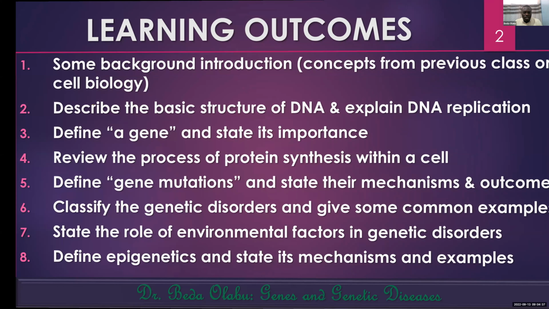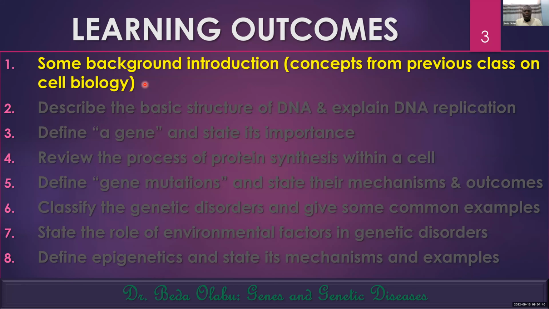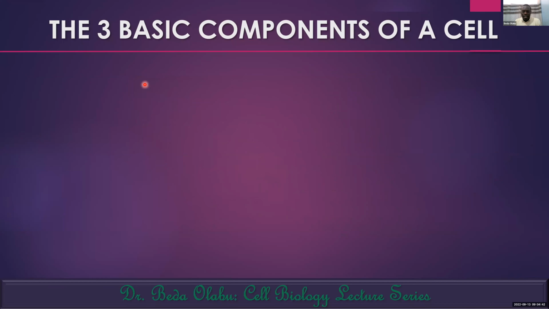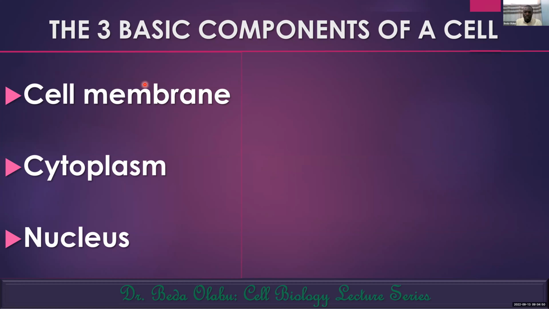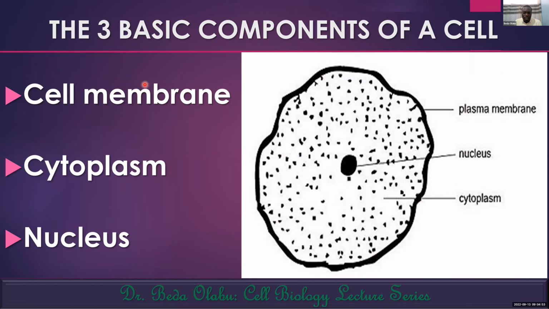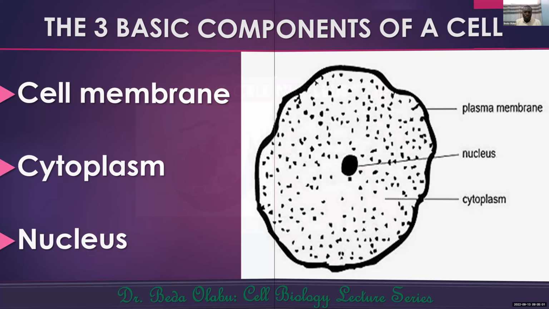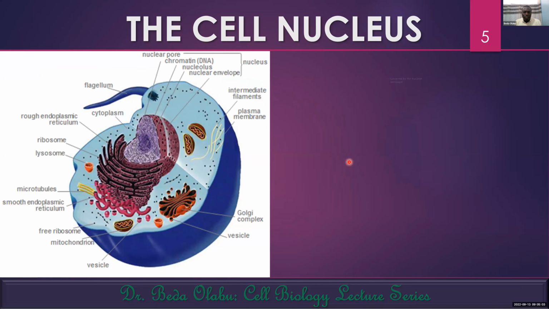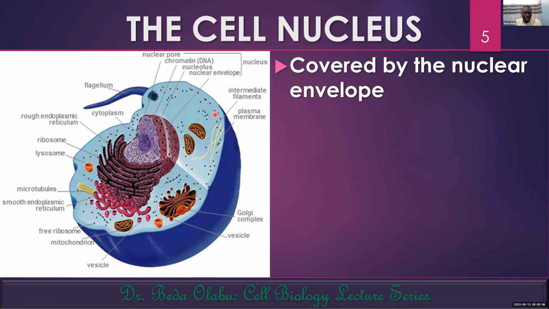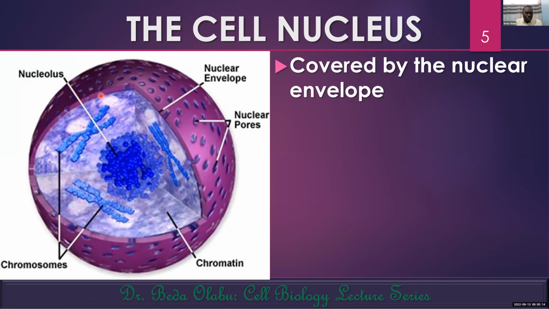Let's begin with the first agenda there. Just some background information from what we said last week. So last week we said that a cell consists of three major components: the cell membrane, cytoplasm, and the nucleus. Those are the three basic components of a cell. If we narrow down to this nucleus, the nucleus of a cell is usually covered by a membrane around it, what we call the nuclear membrane or nuclear envelope. This is the nuclear envelope.